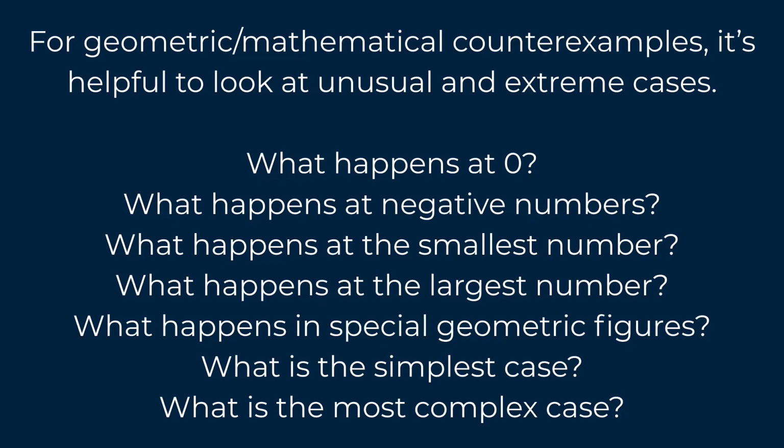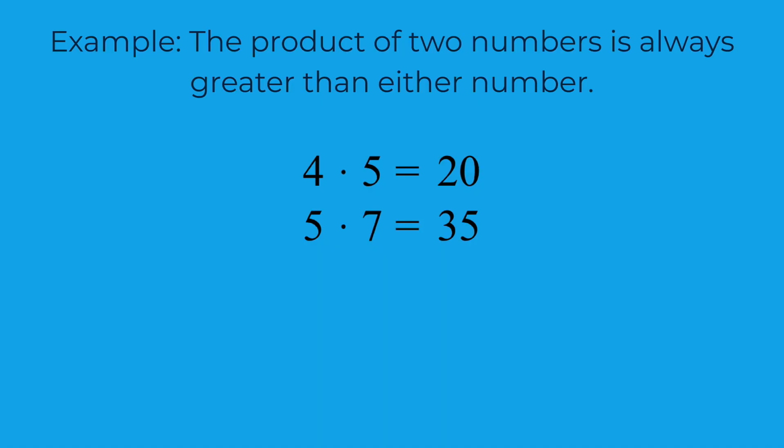So here's an example of a mathematical conditional statement. The product of two numbers is always greater than either number. So basically, we multiply two numbers and the product is greater than each of its factors. So 4 times 5 is 20. 5 times 7 is 35. 20 is greater than 5 and 4, obviously, and 35 is greater than 5 or 7.